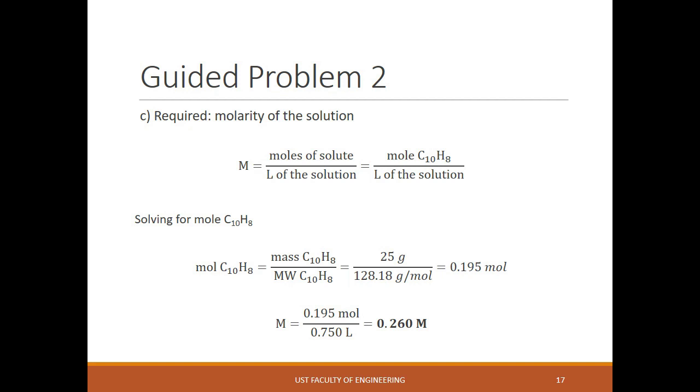Substituting the calculated moles of naphthalene and the liters of the solution in the equation of molarity, we have molarity equals 0.195 moles divided by 0.750 liters, or that is equal to 0.260 molar.